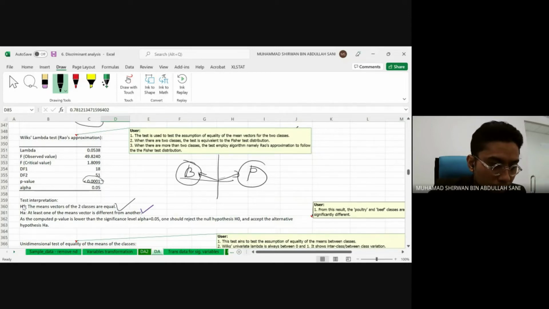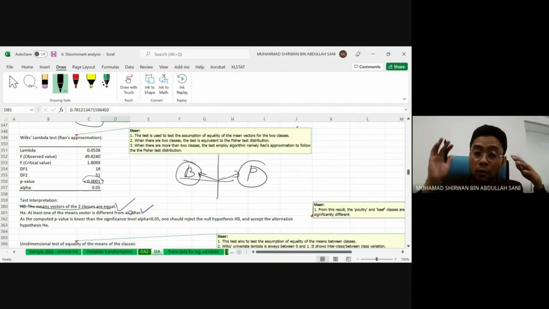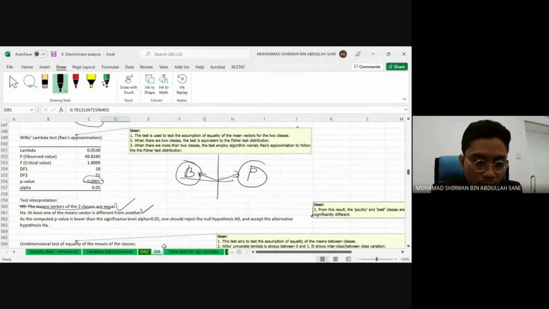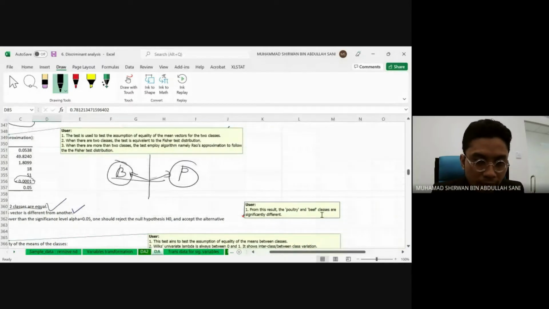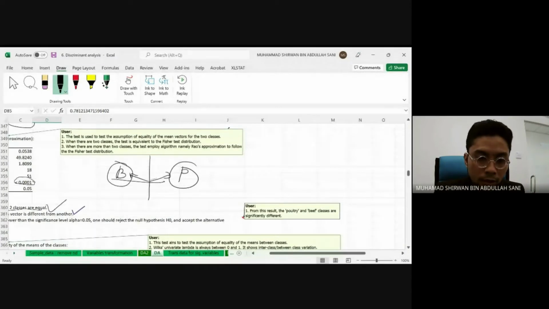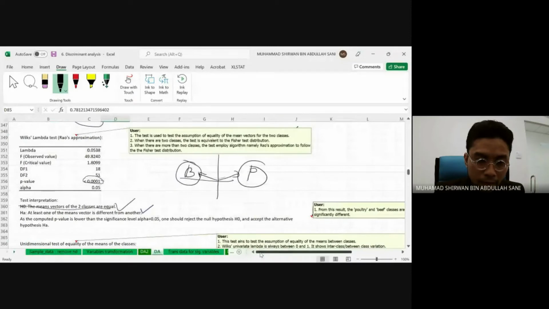So we don't want this one, because we have to reject. Now they said at least one mean vector is different from another. So this confirms again that the mean vector, the direction, is really far in difference. So from this result, the poultry and beef classes are significantly different. So this one supports our aim.